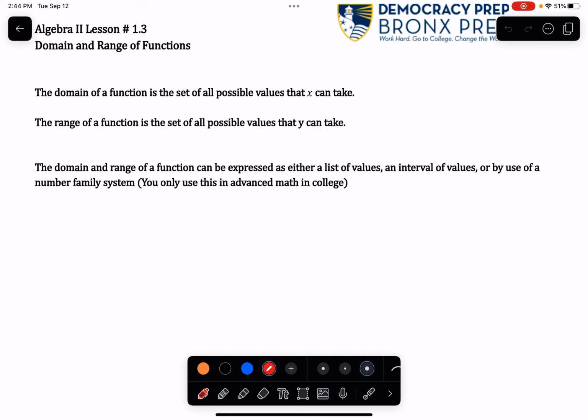So we're going to focus on two of those forms, and then if you're interested in learning the third, I can show you what that is like, but that will not be done in class because you don't really use that until much later. So we're going to talk about expressing the domain and range as a list of values, and then we're going to talk about an interval of values.